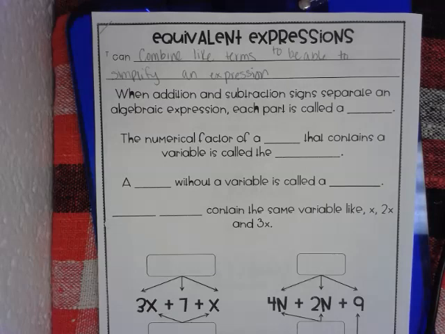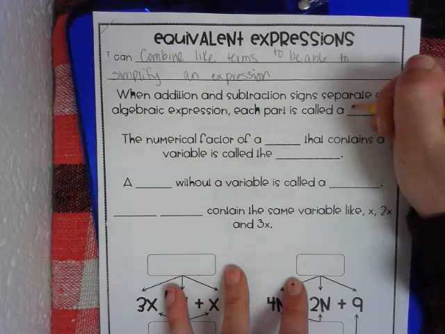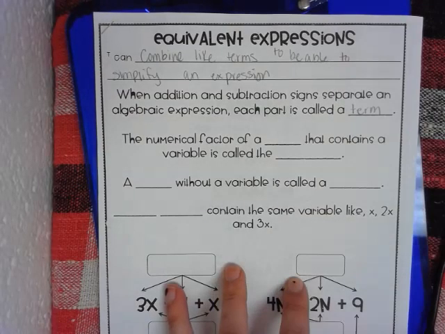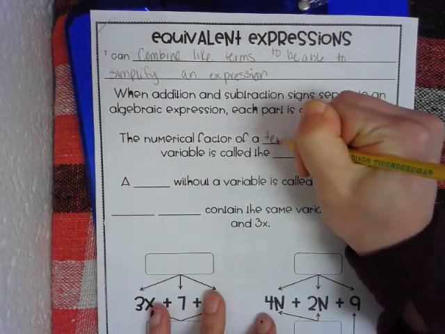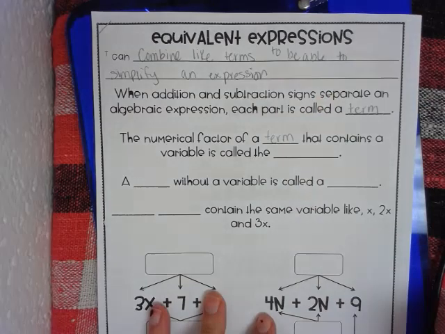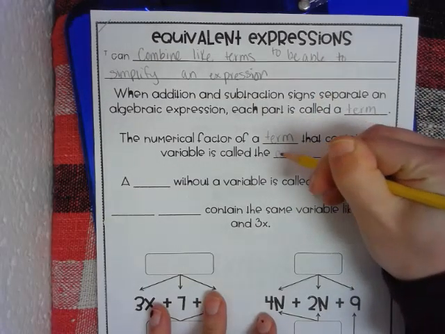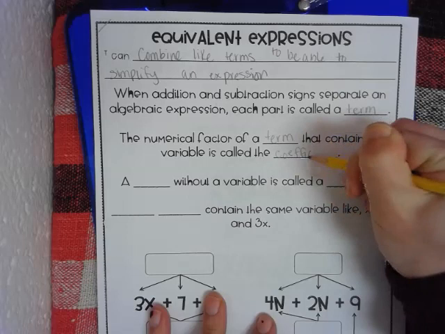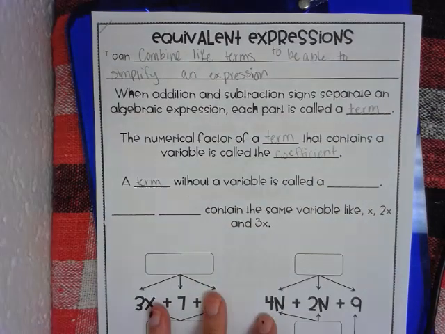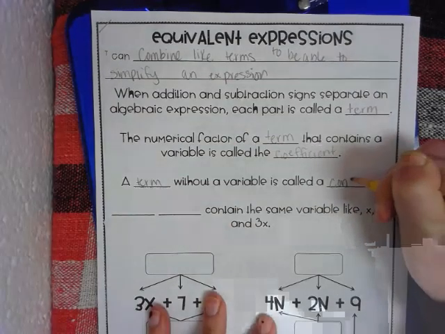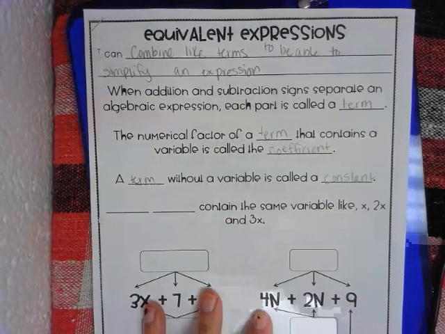And then when we have addition or subtraction signs and they separate parts of an algebraic expression, that's when each part is called a term. The numerical factor of a term that contains a variable is called the coefficient. And a term without a variable is called a constant. Okay, those are review words that we should have already covered with the first lesson.